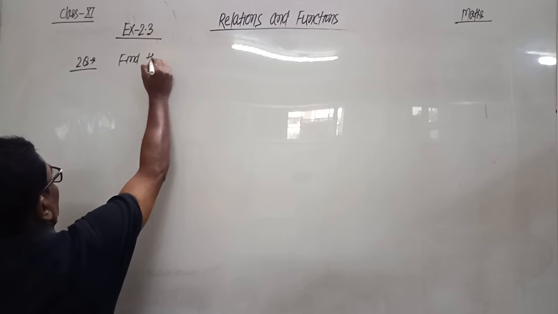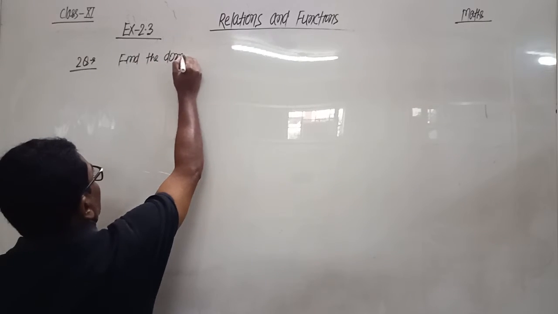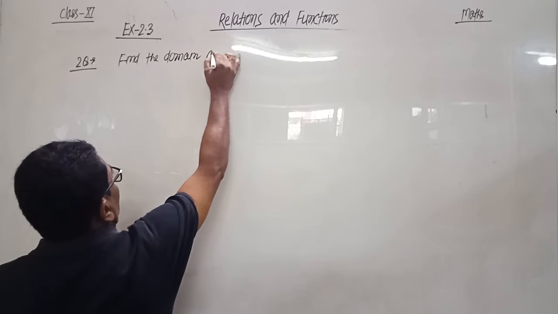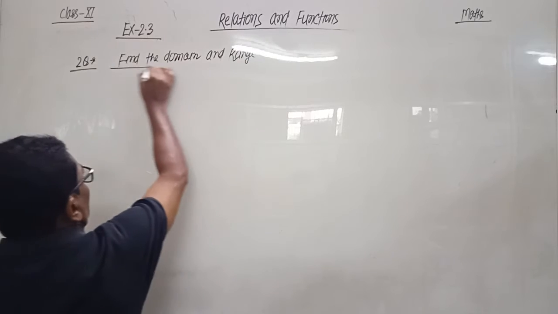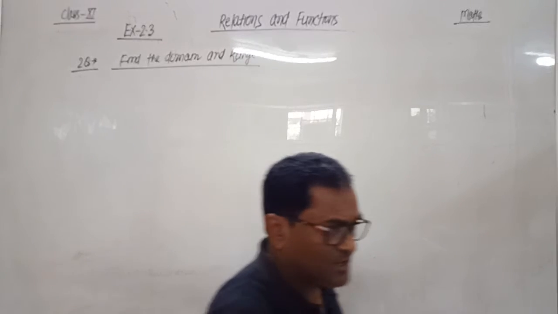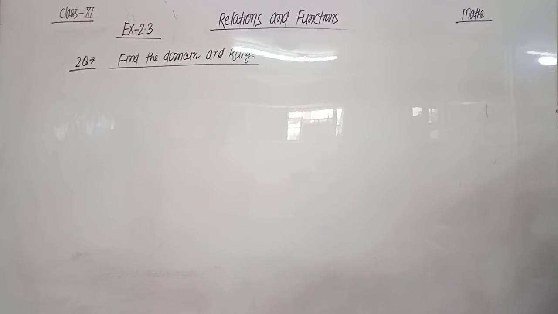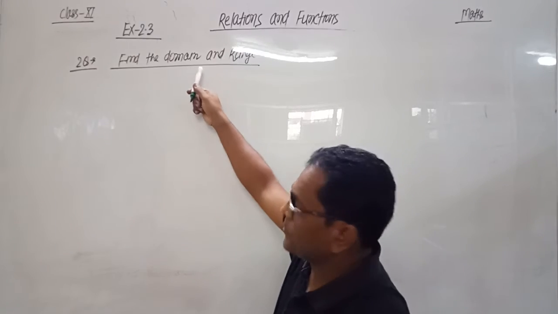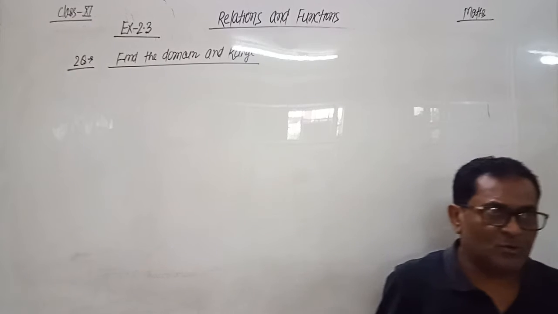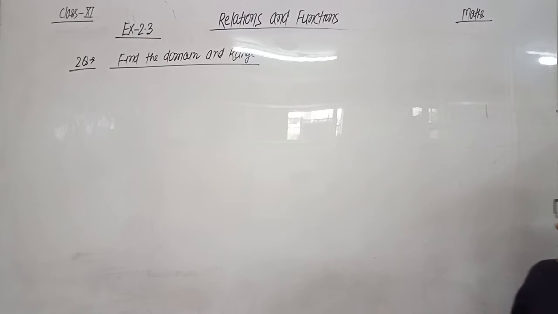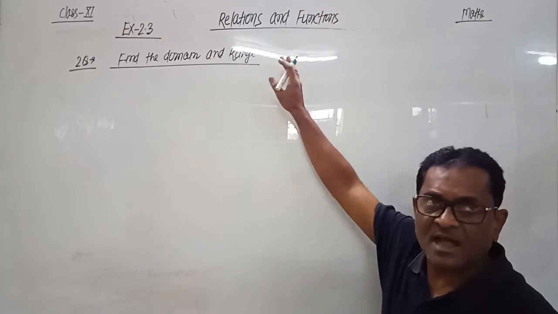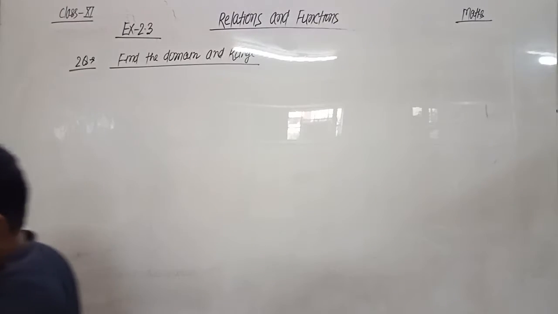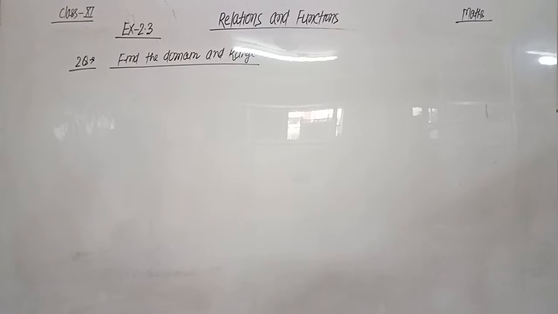Find the domain and range. So what is domain and what is range? Domain is the input. You can understand that domain is the input. The value of x which we can take is the domain, and the value of the function which comes, meaning the output, is the range. So the question is f(x) equals minus of mod x.